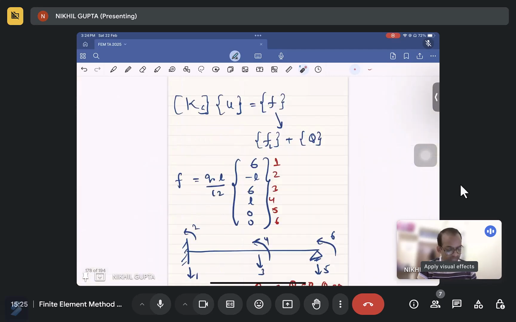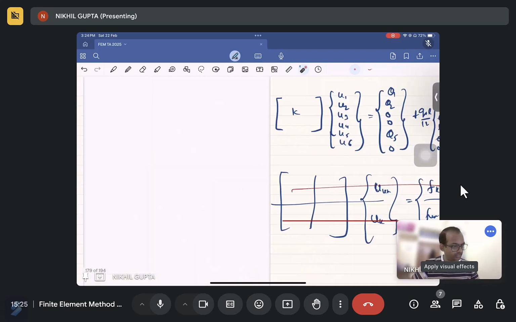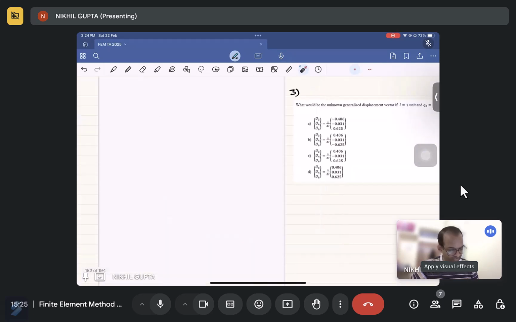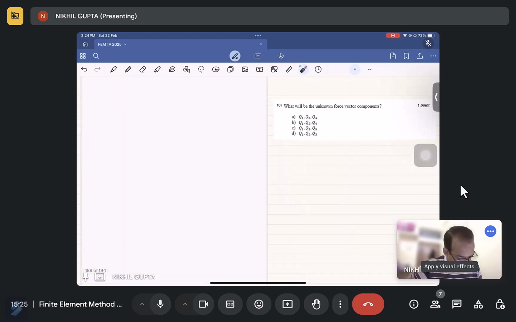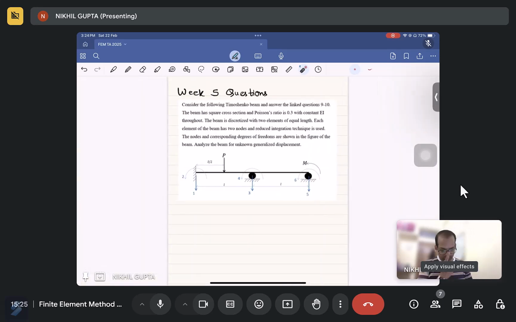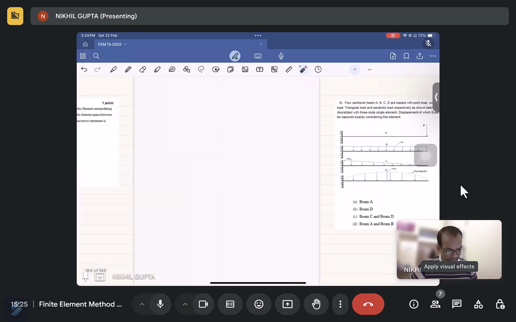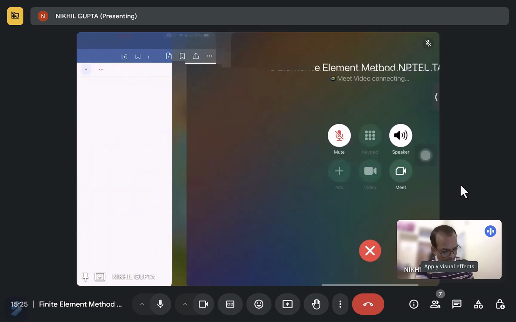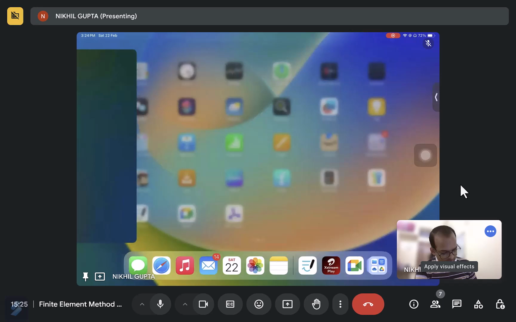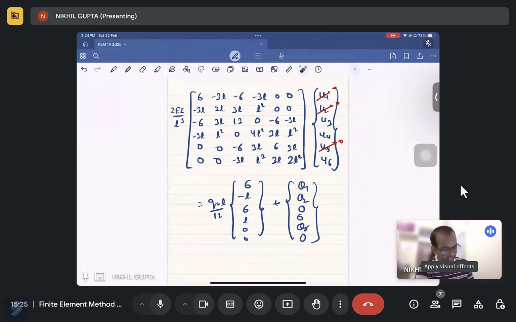You have to integrate in terms of the Dirac delta function. I'll show you. Now my question is, when we have both UDL plus point load, how are we going to do that? I'll cover this. So UDL you have covered here. Now these Q are the reactions. So now you are calculating them.